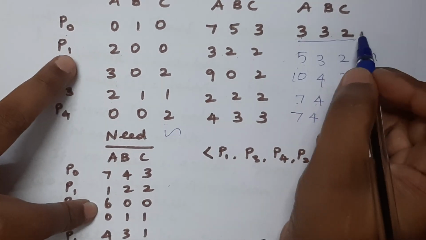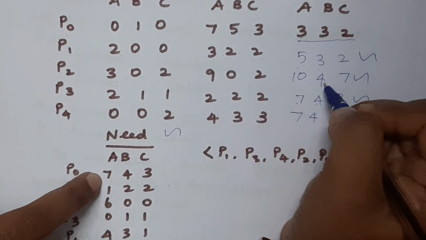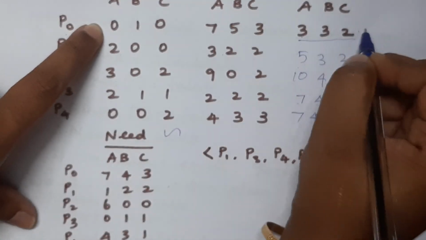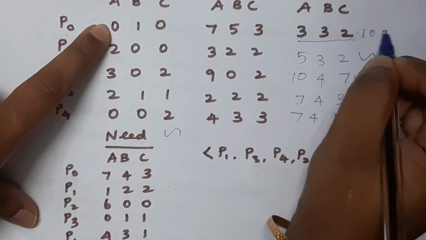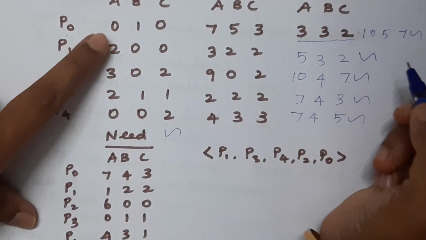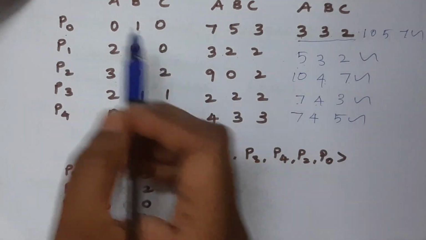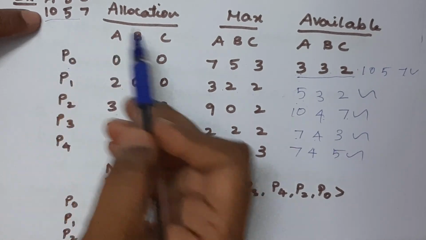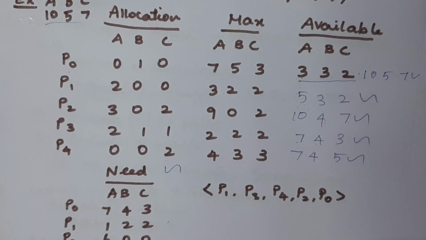And the next one, so we have completed P2 also. Finally we need to execute P0. P0, what is its need? That is 7, 4, 3, which is lesser than current available, so we can add that one. So we will be getting 10, 5 and 7. So that's it. After the completion of all these 5 processes, we will be getting the total number of resources whatever we have initially of the resources of type A, B, C. So we will be getting all those resources.